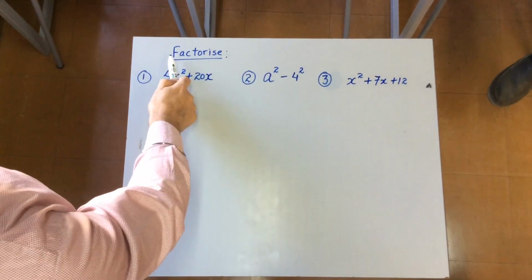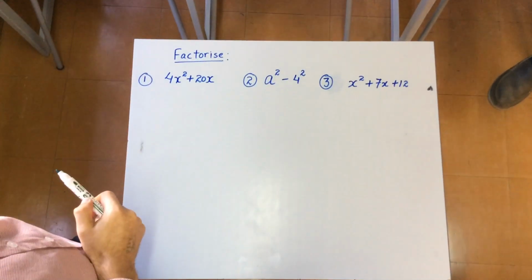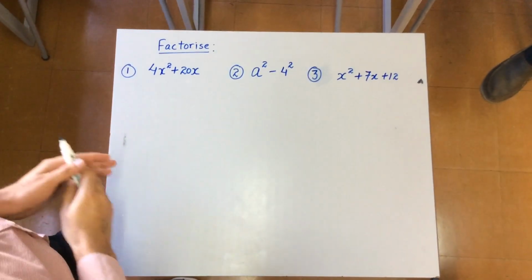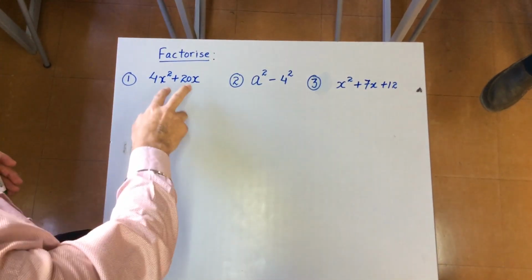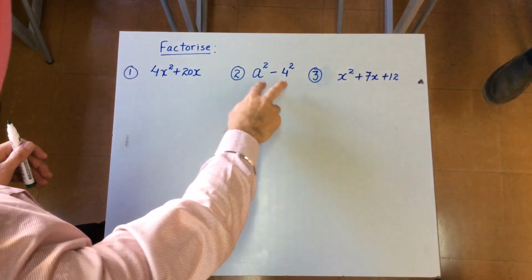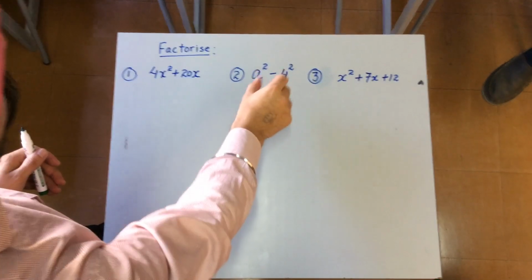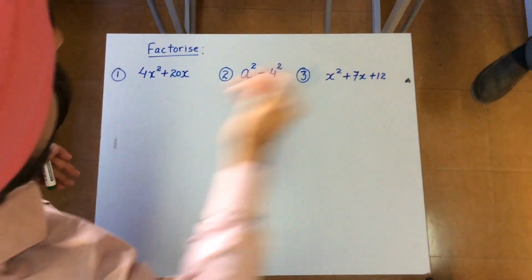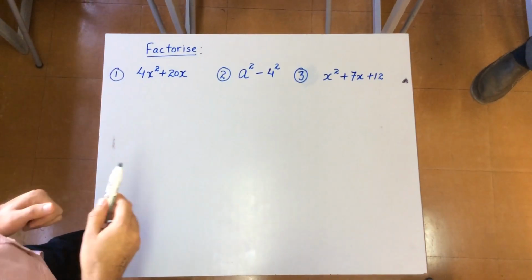Hi guys, so here are the questions to factorize. For factorize we have three options. The first option is binomial, where you have two terms. The second option is again binomial, but it has something special. The third option is trinomial, when you have three terms. Okay, so let's deal with them one by one.